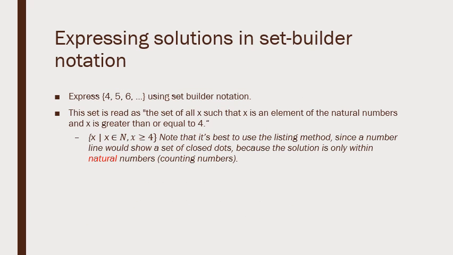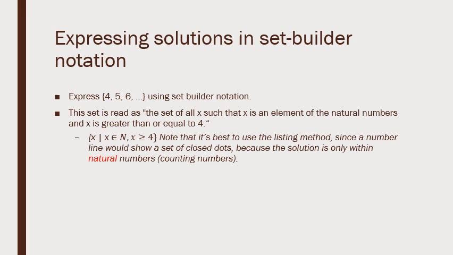When you express your answer or your solutions in set builder notation, you just include them all in a set of braces. If the set is infinite and goes on forever, you just put 3 dots afterwards. And the way you would read this particular one is the set of all x such that x is an element of the natural numbers and x is greater than or equal to 4. Now that's a lot of weird talk to just say it's the numbers 4 and up, but because of the weird way that it's written, you don't want to freak out.